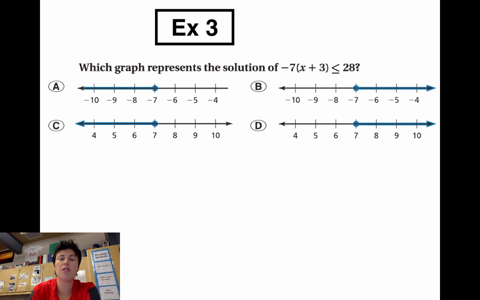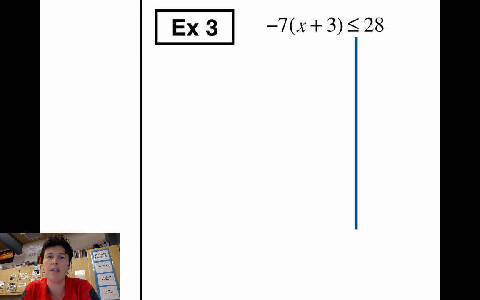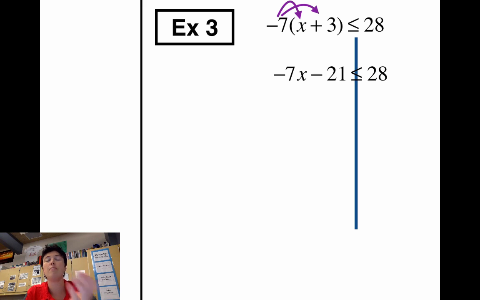So to figure out the answer to my question, I probably should just solve for x. So that's what I'm going to do. I'm going to put a line down the middle of this problem and solve for x. And I see the parentheses, so I see distributive property right in front of me here. I'm going to distribute the -7 in. I'm going to get a -7x, and then I'm going to get a -21. -7 times 3 is -21.